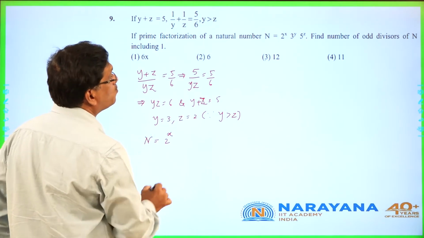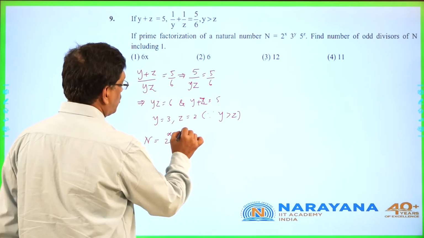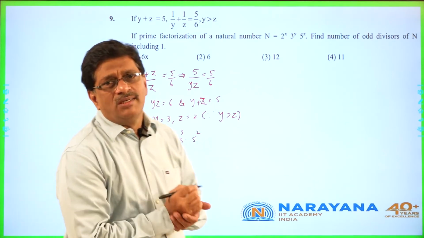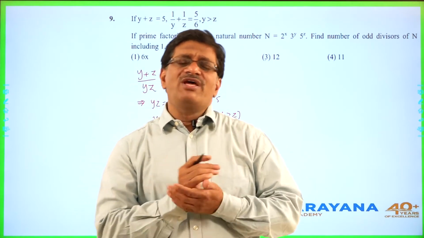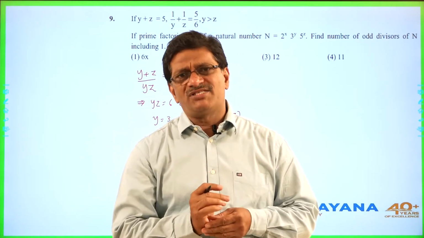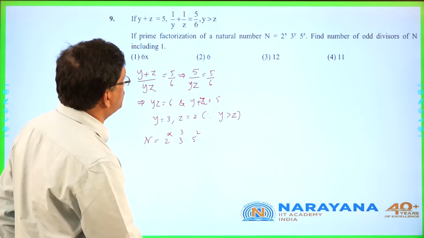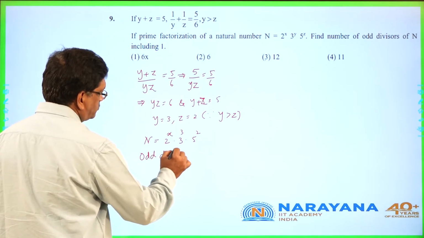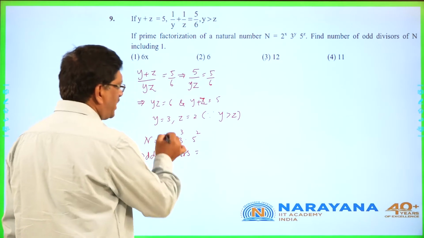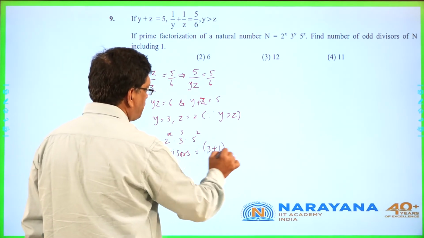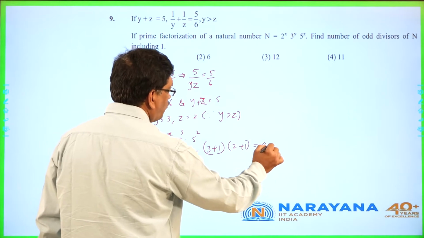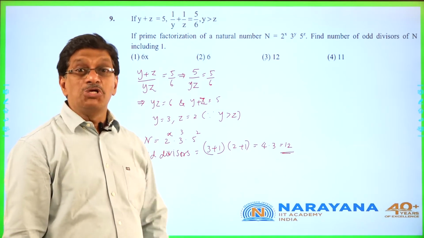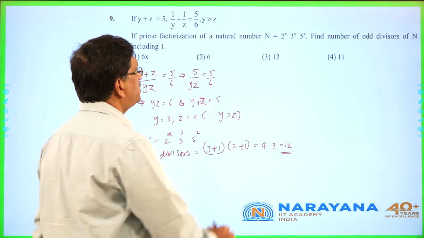Now n equal to 2 power x into 3 power y into z, that is 5 square. We know from the P&C chapter that every natural number can be expressed as a product of primes. So for odd divisors, simple, don't take any power of 2. It is 3 plus 1, 2 plus 1, that is 4 into 3. That is 12 odd divisors, including 1, are possible. He is asking including 1.